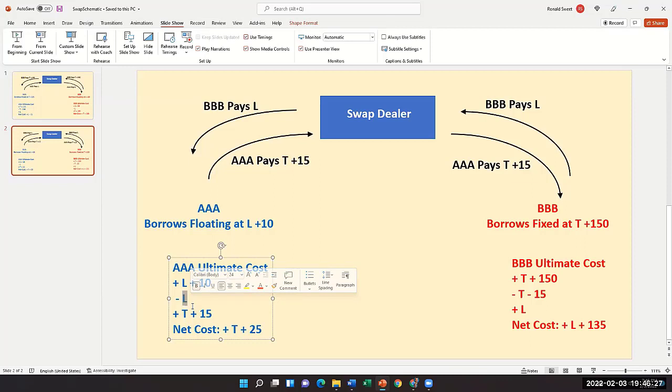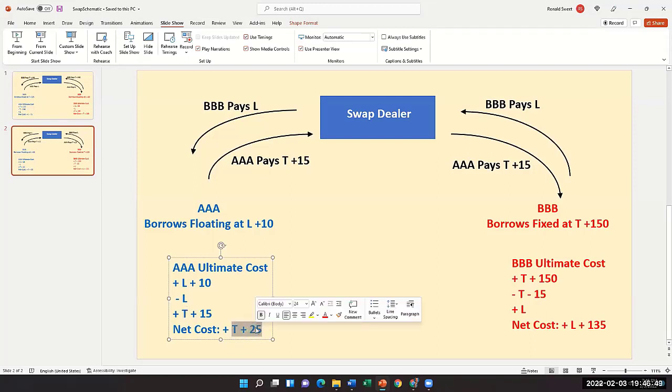And they pay treasuries to Triple B, and they pay 15. You'll see how I set this up. I really encourage you to get in the habit of doing this. If they're paying, do a plus sign. If they're receiving, do a minus sign. So their net cost, the L's cancel out, so you've got T plus 25. If they borrowed fixed themselves, they would have paid T plus 50. So they're coming out ahead. You saw that the differences were 150 and 100. You take the difference between those, that's 50. I'm just splitting that 50 between the two of them.